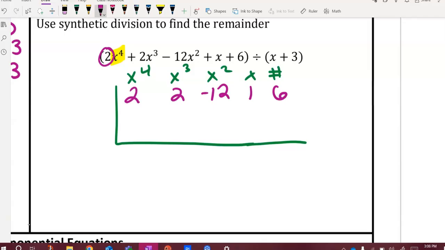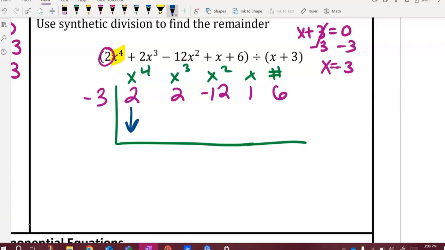Here we have x plus 3, so we're going to say x plus 3 equals 0. Solve for x. So what we're dividing by is negative 3. Now let's start solving. We're going to bring down the 2 below, and we multiply. 2 times negative 3 is negative 6. Then we combine. 2 minus 6 is negative 4.